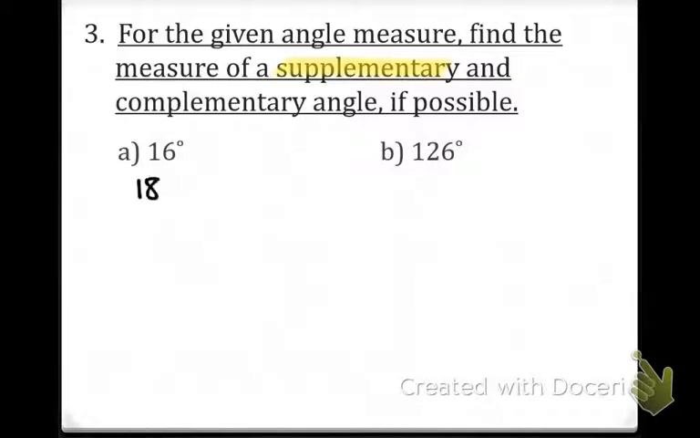180. Okay, you're just going to do 180 degrees minus 16 degrees. So what would the other angle be? 164 degrees. Thank you for saying degrees, because that's our units that we want to put there, okay? So you did the first part of problem A, but it also has asked us for a complementary angle.